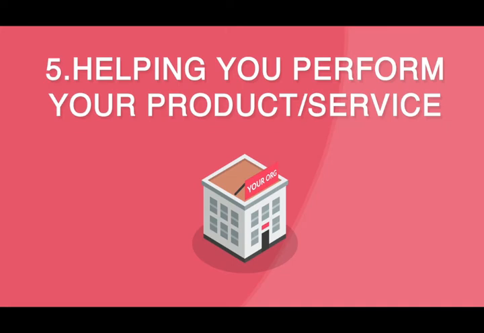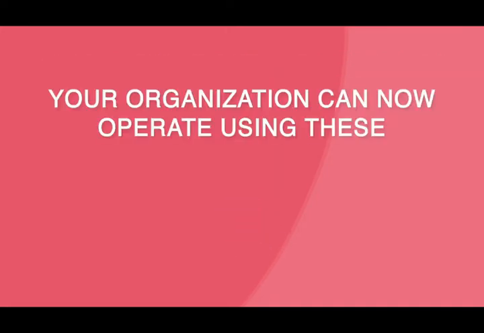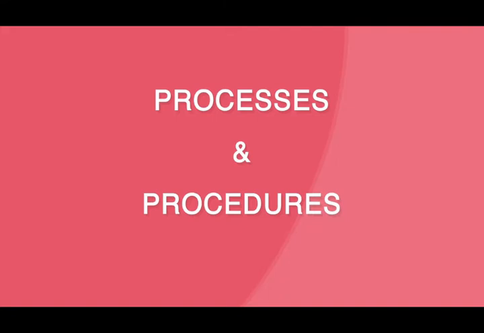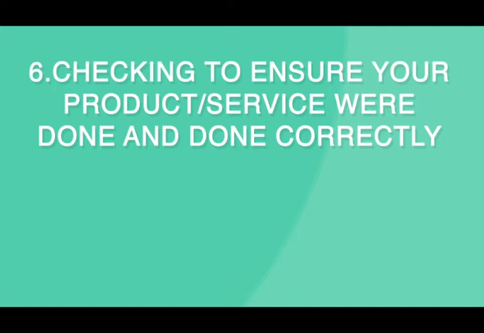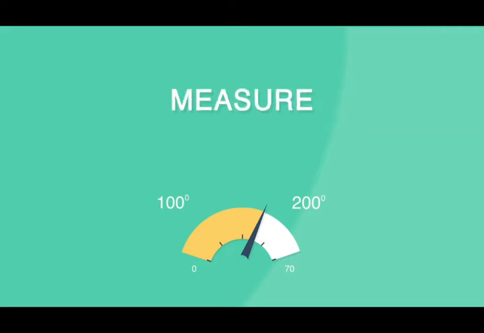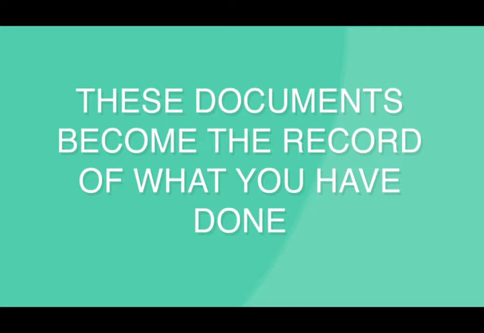Making your product or performing your service. Your organization can now operate using the processes and procedures you have identified with the resources that you have put in place. Checking to ensure your processes and procedures were done correctly. In order to prove that you have done everything correctly, you must measure, monitor, and document what you are doing. These documents become the record of what has been done.